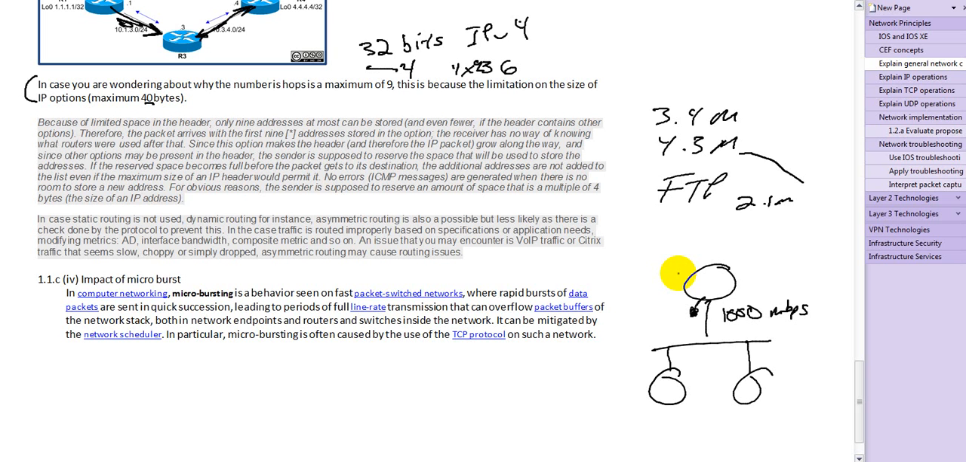I will try to simulate what that looks like in the other demonstrations that I do. But that's the basic idea of what microbursting does and how it actually works.